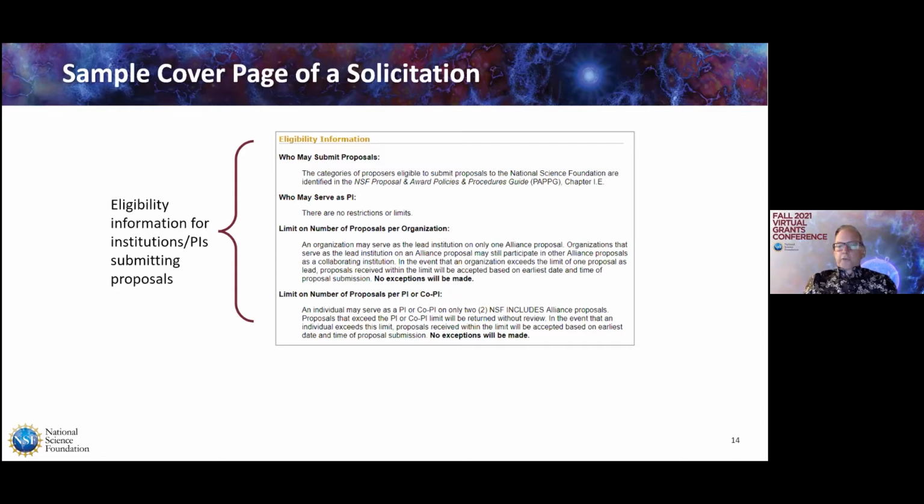In some cases, in some programs, a PI can only be listed as a PI on one proposal submitted to a particular competition. There may be other criteria where you can be a co-PI on others or not, but this is all listed here in this section about who may submit proposals in the eligibility information section of the solicitation. Next slide, please.